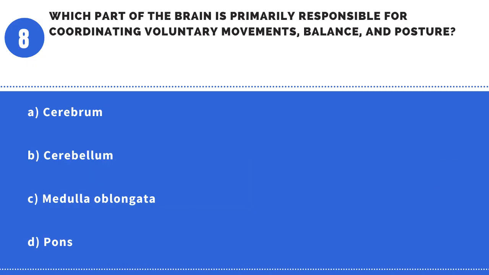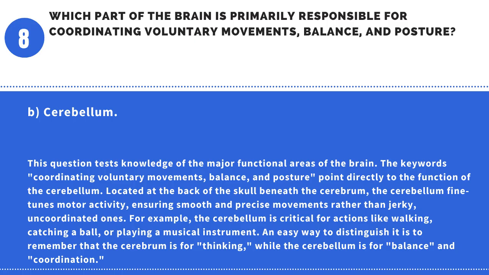Question 8. Which part of the brain is primarily responsible for coordinating voluntary movements, balance, and posture? A. Cerebrum, B. Cerebellum, C. Medulla oblongata, D. Pons. Answer: B. Cerebellum. This question tests knowledge of the major functional areas of the brain.